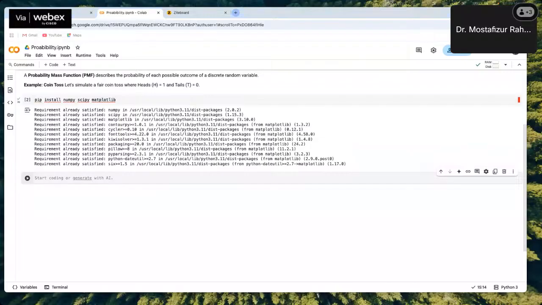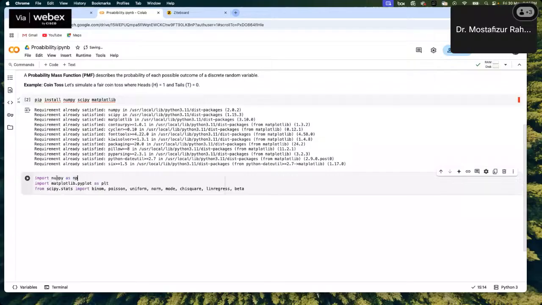Now we need to import certain libraries. Whenever you have already installed these things, you just need to import. We have imported the numerical library NumPy as np in the short form. Similarly, matplotlib.pyplot as plt is a short form for this entire library. Then we have the SciPy library. From that, we have imported certain distribution functions: binomial, Poisson, uniform, norm, mode, chi-square distribution, linear regression, beta, etc.